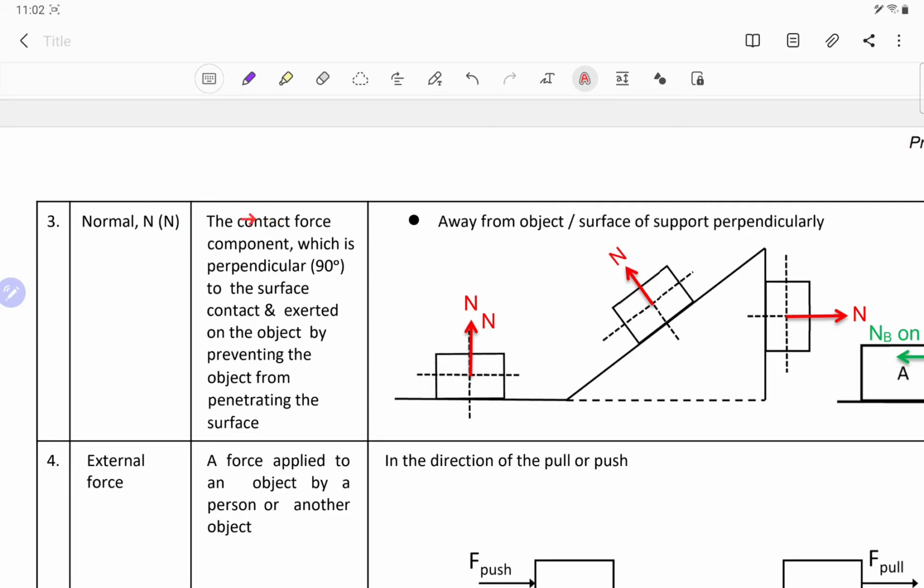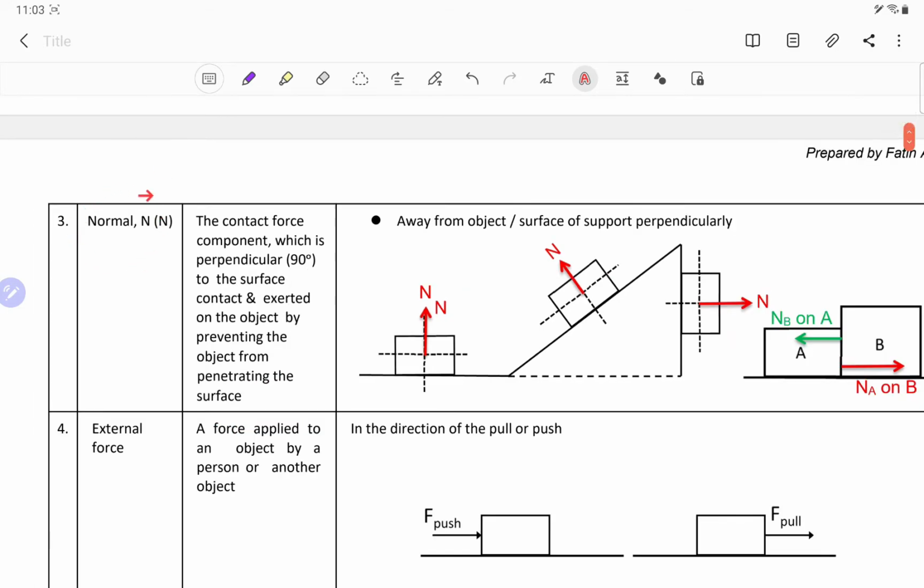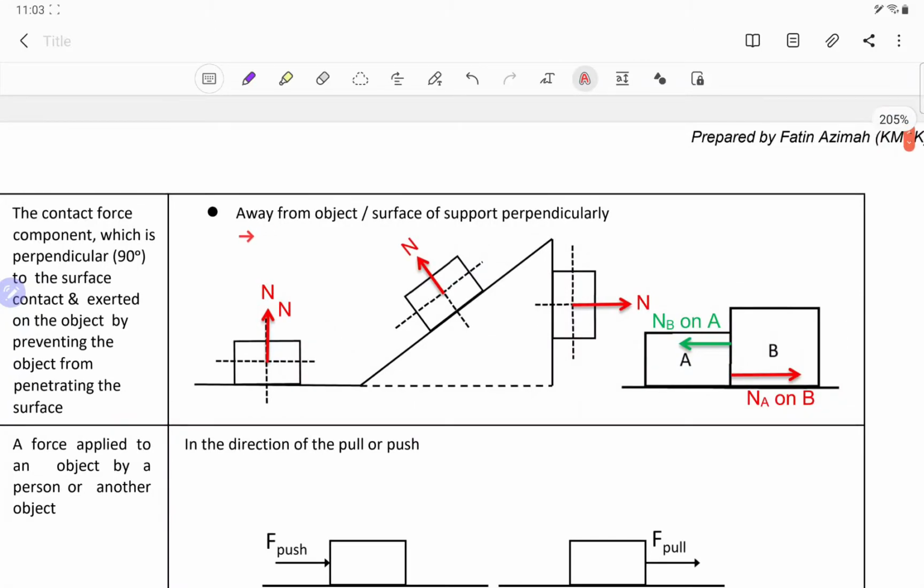So normal force, the contact force component, which is perpendicular 90 degree to the surface contact and exerted on the object by preventing the object from penetrating the surface. So this normal force will only exist when two objects are in contact, bila ada dua objek bersentuhan. Okay, and the direction of the normal force is away from the object or the surface of support perpendicularly. Okay, so now for example for the first diagram, kita ada objek diletakkan pada lantai. So the normal force is going up from here sebab in contact with the floor.